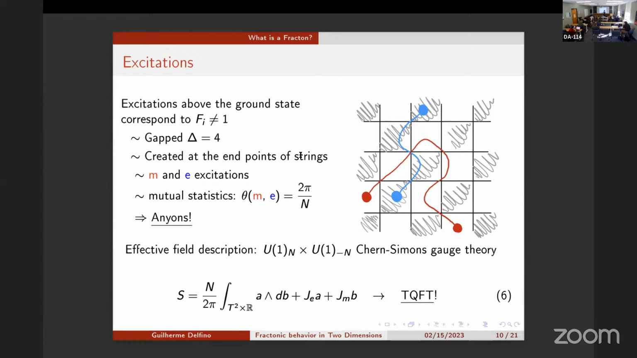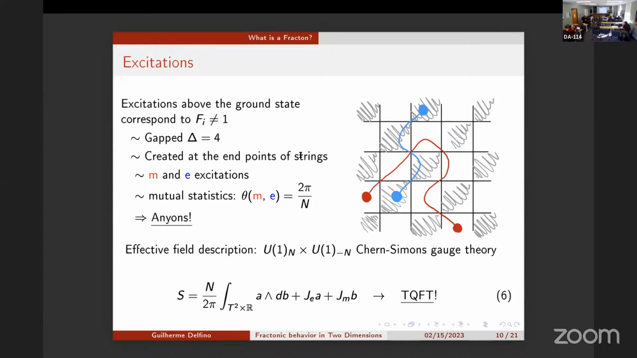And these are anyons. Just for the people who are familiar with quantum field theory, the low energy sector of this theory is given by this double Chern-Simons theory. In this double Chern-Simons theory, you can extract the ground state degeneracy, you can extract the mutual statistics, you can extract everything that is universal. You cannot extract the gap, but the gap is not universal.